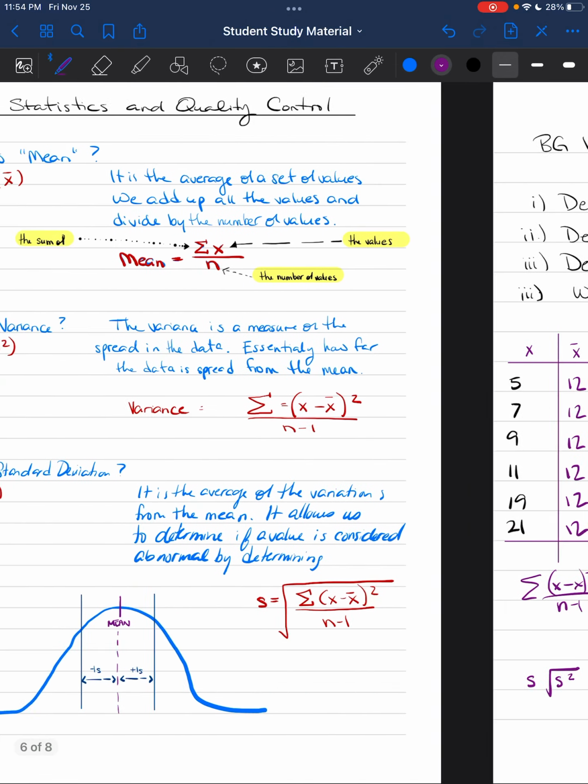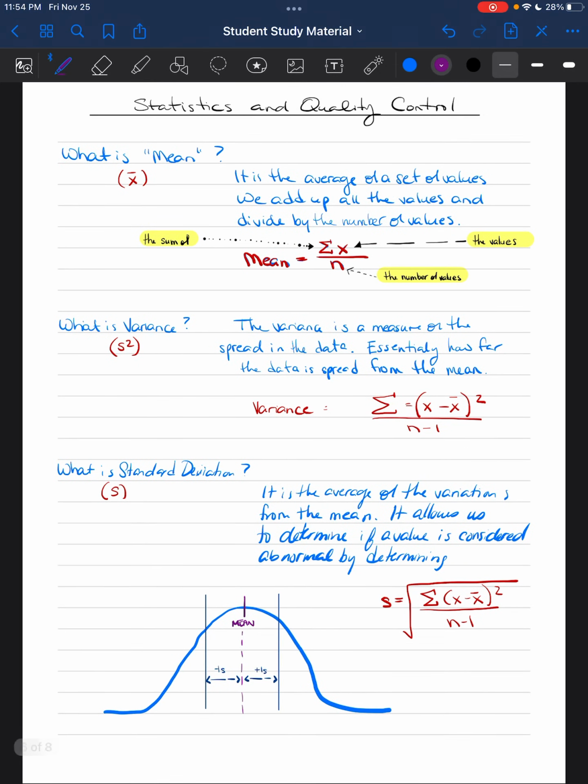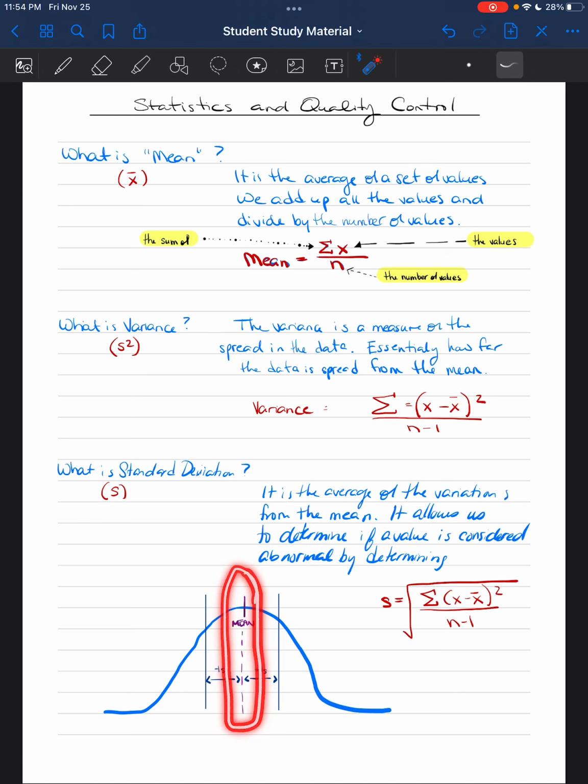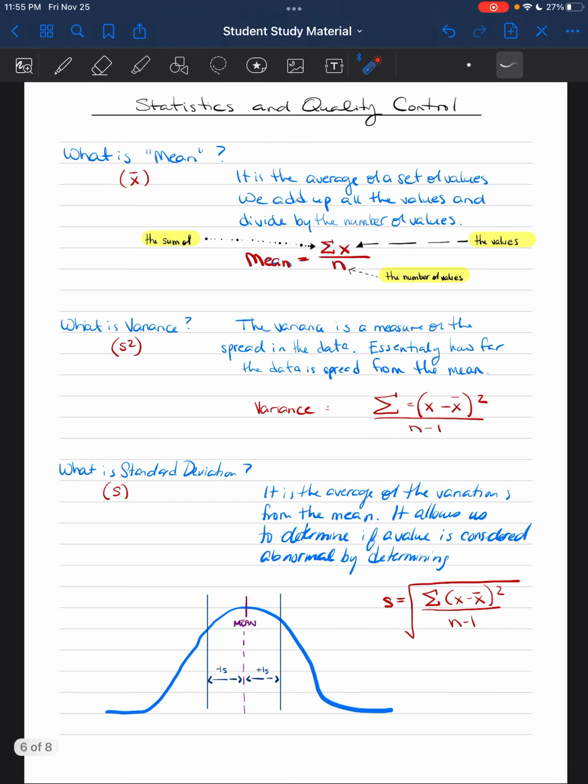Now how do we determine which values fall outside of that standard deviation? If we picture our bell curve here, in our calculation we said that the mean was 12. So the mean would fall right in the center here. And the standard deviations are these sections right here. Because we determined the standard deviation to be 6.5, any value that falls greater than or less than 6.5 points away from 12 would be outside the standard deviation.